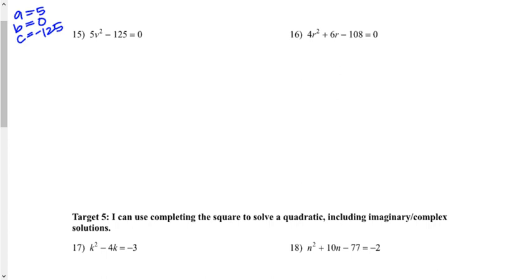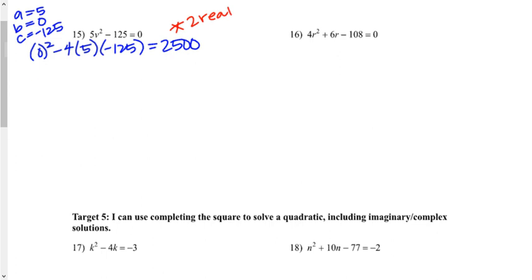Okay, so b squared minus 4ac, 0 squared, minus 4 times 5 times negative 125. It's going to be a big number. So 4 times 5 times negative 125 is negative 2500. But if I do 0 minus that, it's actually going to be a positive 2500. So basically this means I have 2 real solutions.